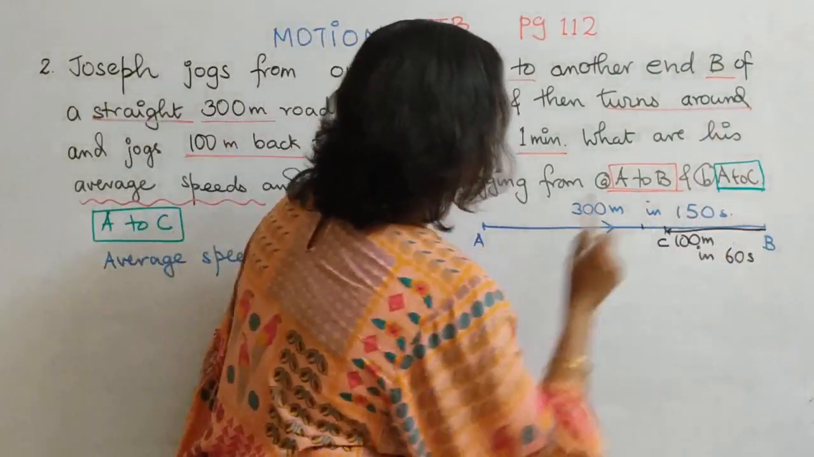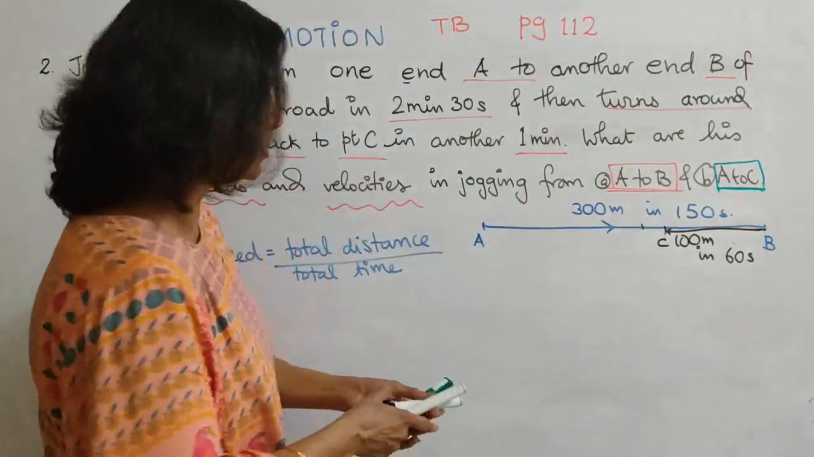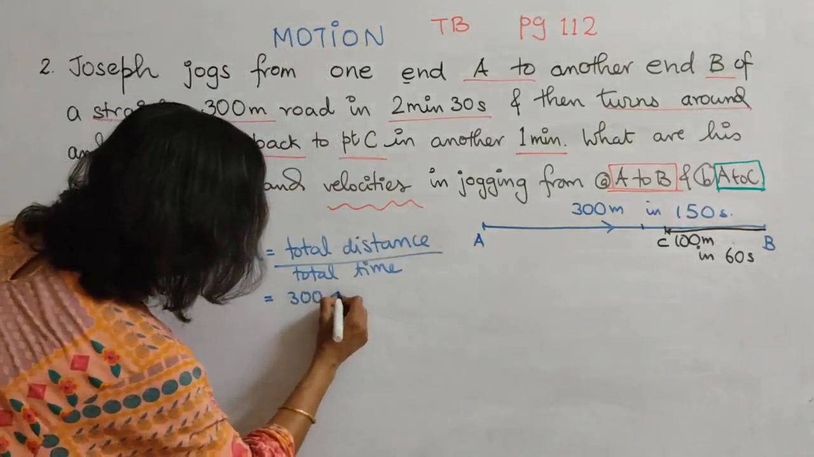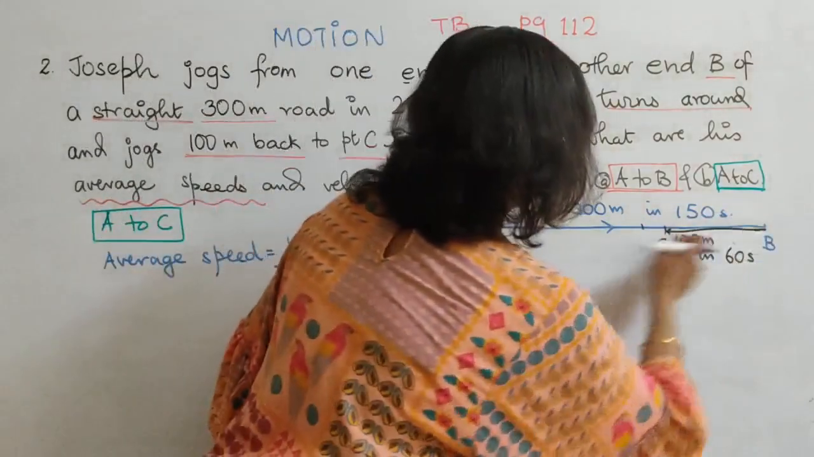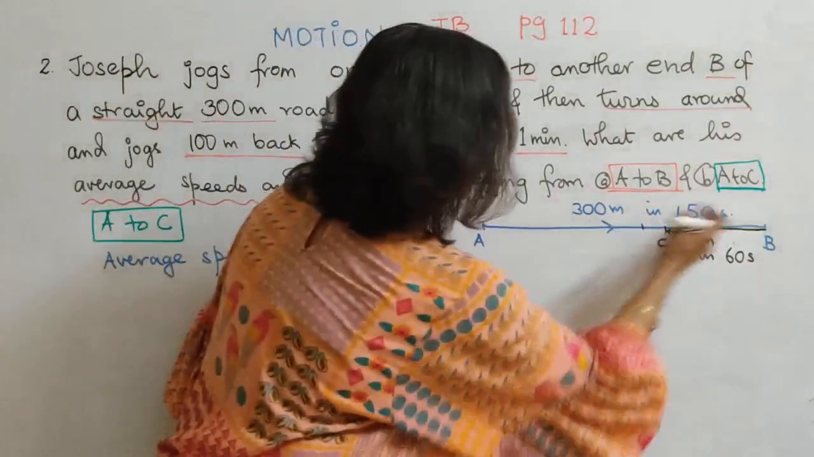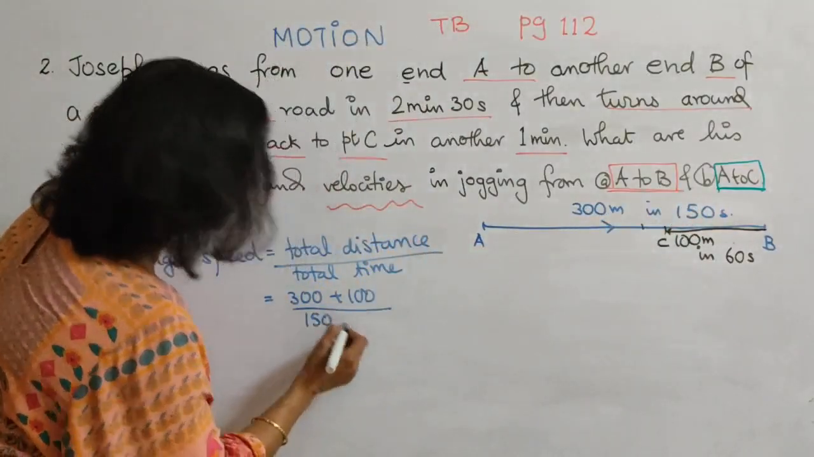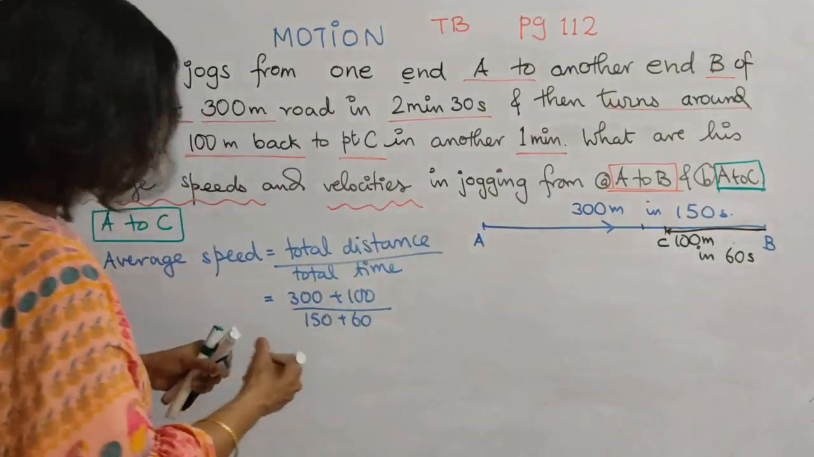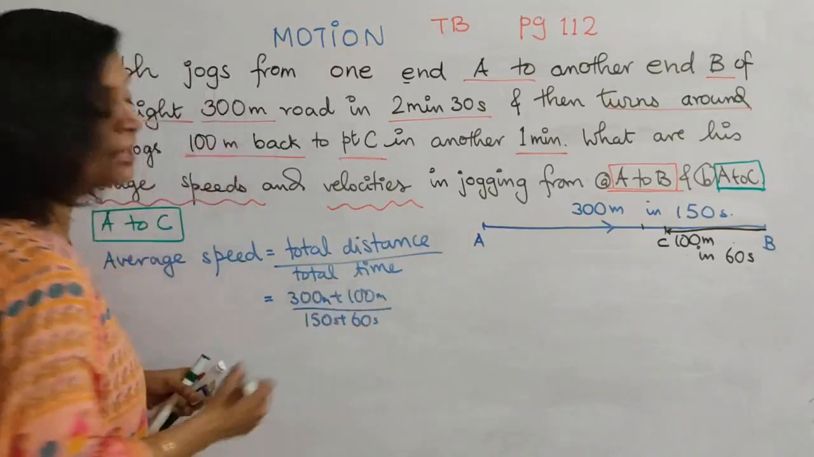Now let us understand the total distance. He went 300 meters from A to B, and when he returned, he covered another 100 meters. So the total distance would be 300 plus 100. I remind you, we are working from A to C. It is distance. The direction just does not matter. For the first part, the blue part, A to B, the time used was 150. And for the second part, that is 100 meters, he used 60 seconds.